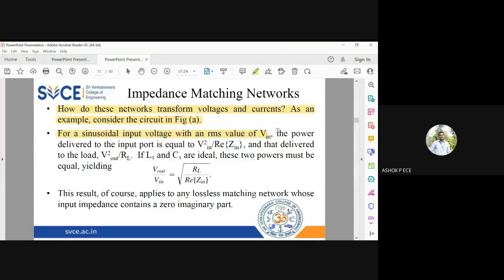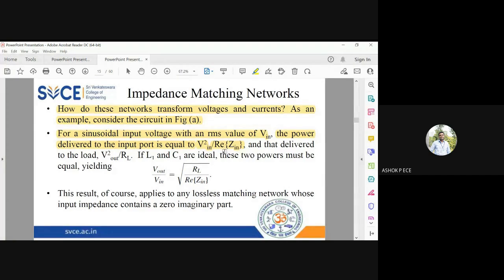Then the power available at the input port is going to be V square by R. You know, power is going to be only dissipated across the resistance. So either I can write V square by R or V square by real part of Zn. The real part of Zn is going to be my resistance. And power delivered at the output is going to be V out square by RL.